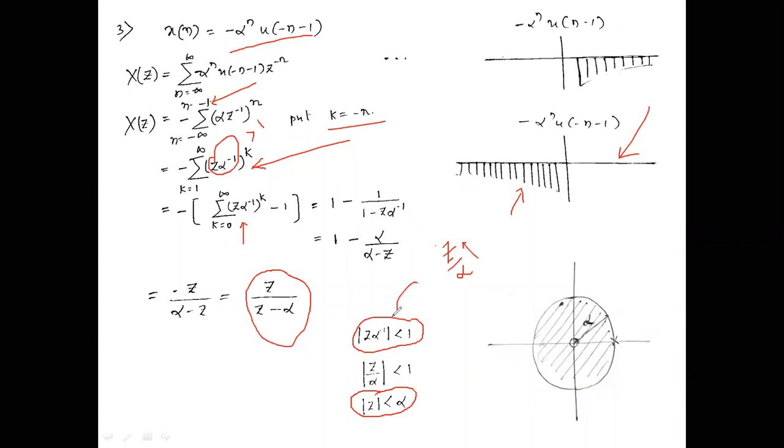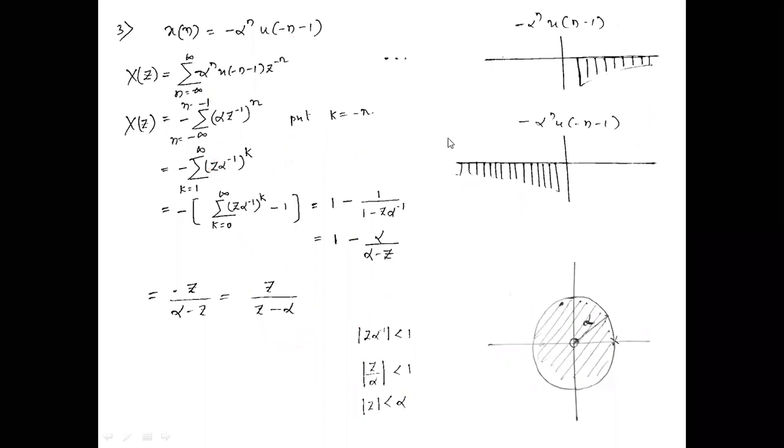Now what was it in the previous question, by the way? In the previous question, remember this particular term, the infinite summation. What we got there was z into alpha to the power minus 1, whole to the power k. How did we get this? Actually it was alpha into z to the power minus 1, to the power n only, but then we substituted k equal to minus n.